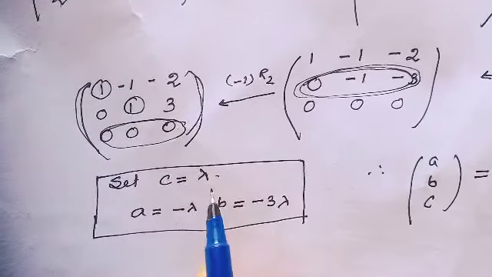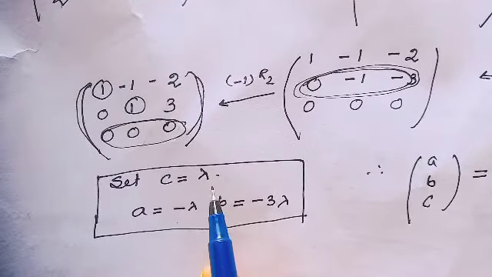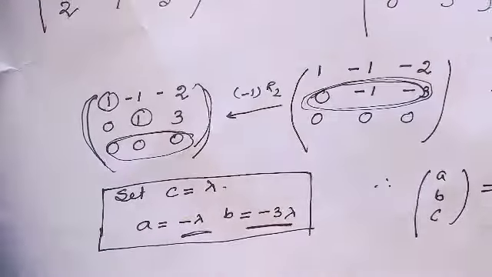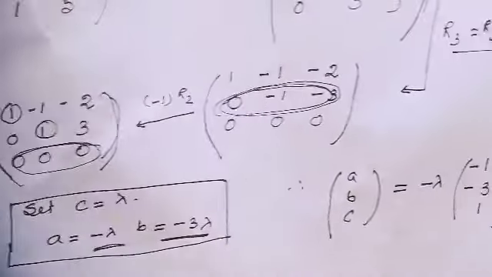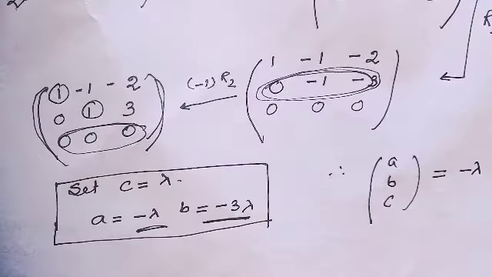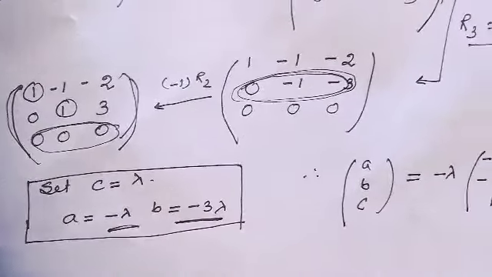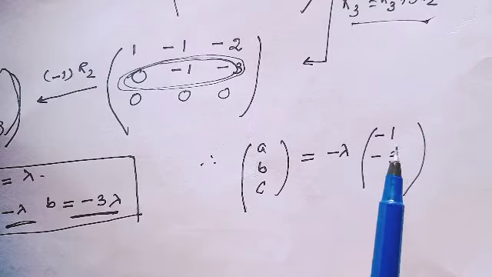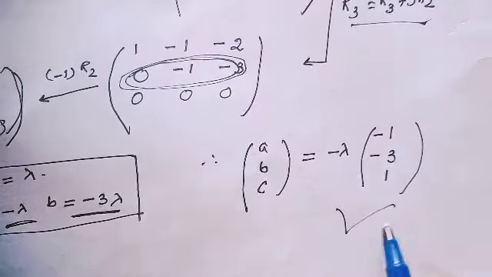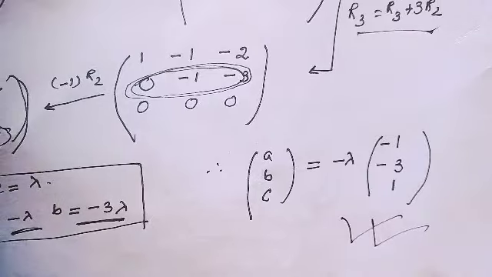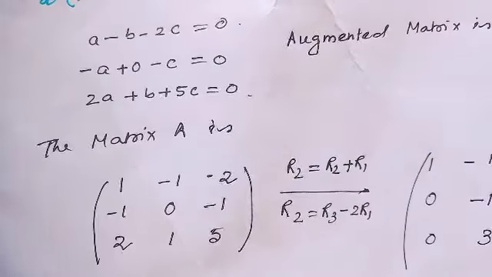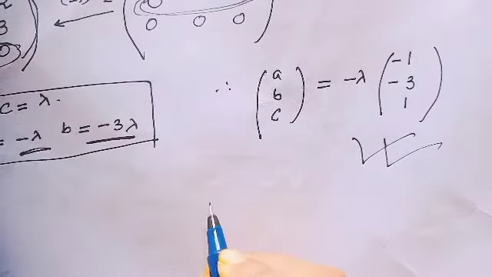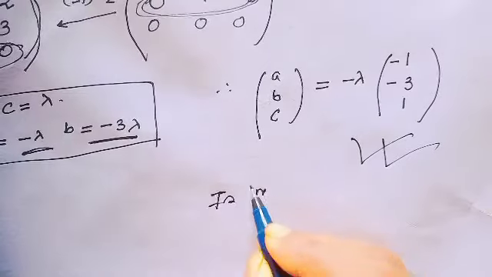And if we consider c equal to lambda, then a would be -lambda and b would be -3 lambda. Therefore, infinitely many solutions exist for arbitrary lambda, and the solution would be -lambda times (-1, -3, 1). Are you getting how we have to find the solution of a homogeneous equation? This solution gives infinitely many solutions.